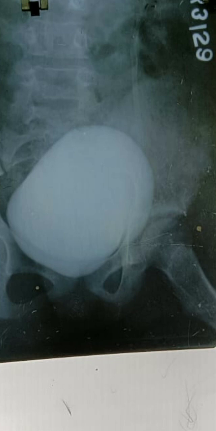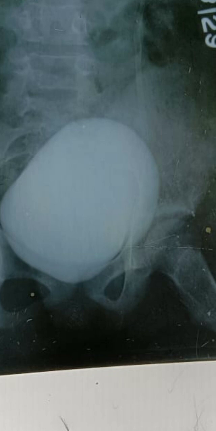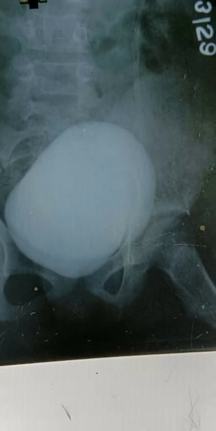So this radiograph where the dye is injected through the urethra into the bladder is called an ascending pyelogram. Why is it called ascending? Because the dye is going upwards. From where? From the urethra. From the urethra it's injected upwards, right? So it's called ascending. Now why is it called pyelogram?